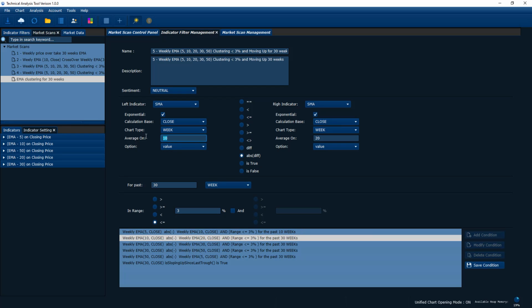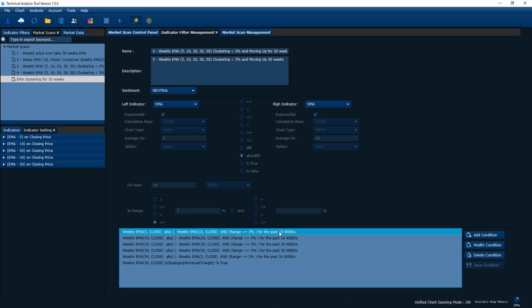Oops. So it's 10 weeks. Oh, sorry, that's 5 and 10. That's 10 to 20. That looks alright. So here, sorry, it's here for past 10 weeks. Sorry, I should change here. Change it to 10 weeks.